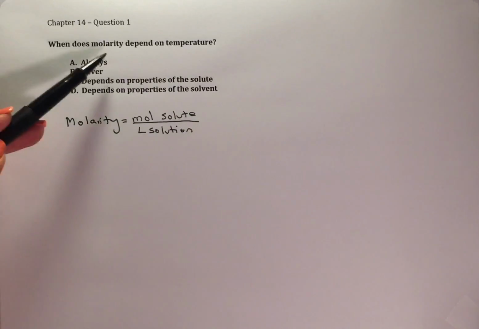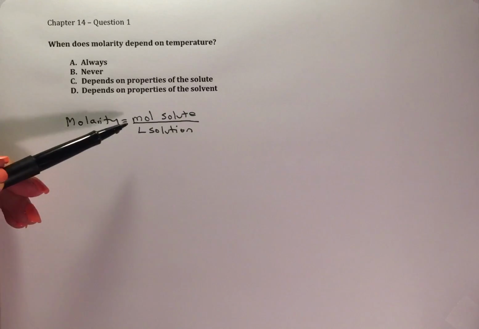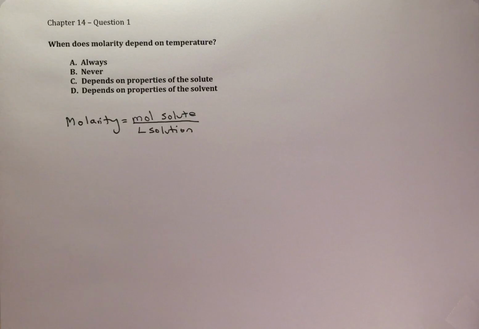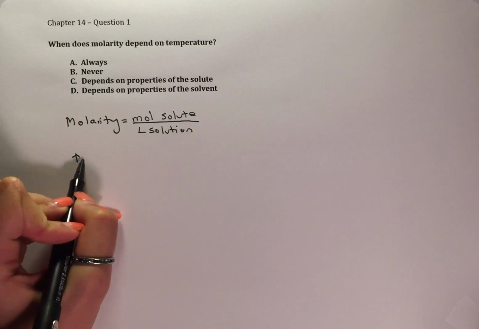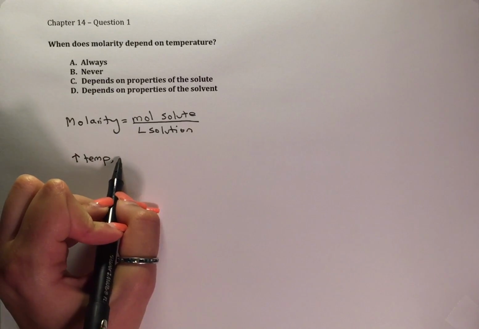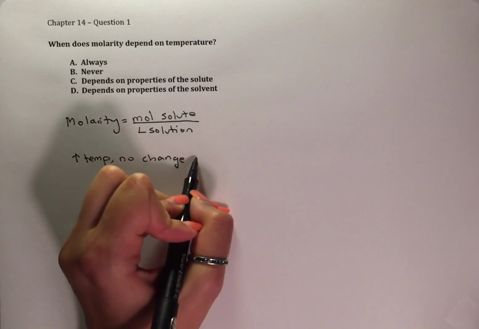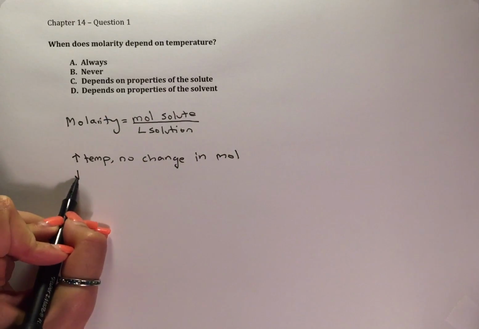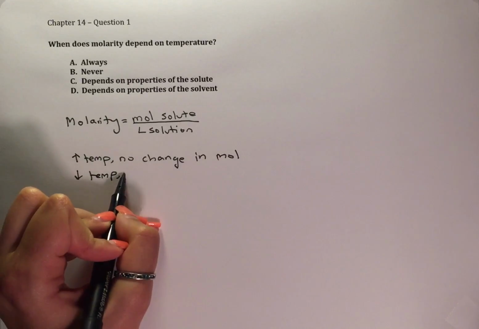So in order to find if molarity depends on temperature and when it does, we have to compare the moles of solute to temperature and the liters of solution to temperature. So starting with moles of solute, if we have an increase of temperature, we have no change in moles. And if we have a decrease in temperature, we still have no change in moles.